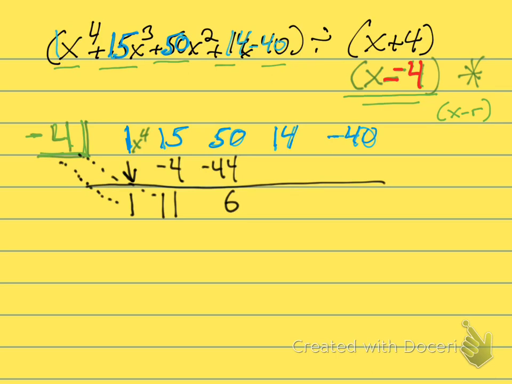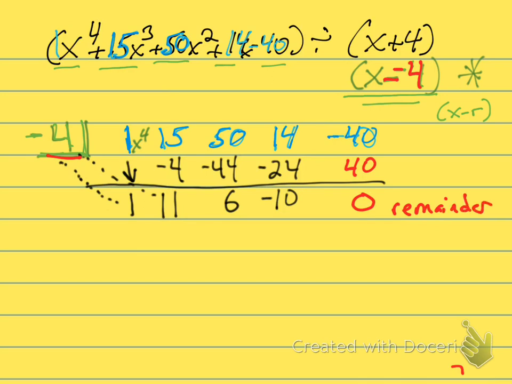-4 times 6 will give us -24. This will give us -10. And then finally, when we do -4 times -10, we're going to get +40. This gives us 0. That means that we have 0 as the remainder.